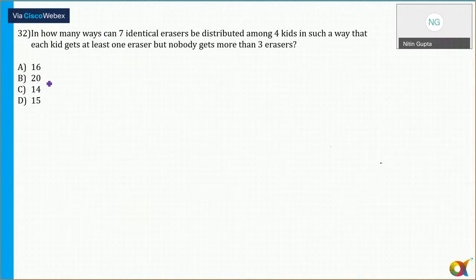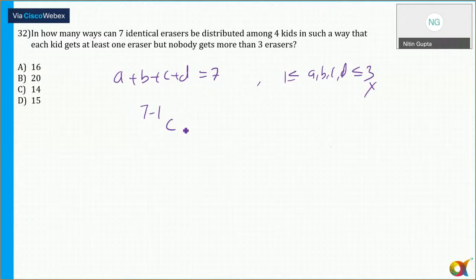Okay, another easy. In how many ways can 7 identical erasers be distributed among 4 kids? So A plus B plus C plus D is equal to 7, in such a way that each kid gets at least one eraser. So A, B, C and D have to be at least 1. And number of positive integral solutions will be equal to 7 minus 1 C 4 minus 1, that is 6C3. Yahi karenge na? Positive, because minimum value is 1. If there is no upper limit, then the answer is 6C3, which is equal to 20.